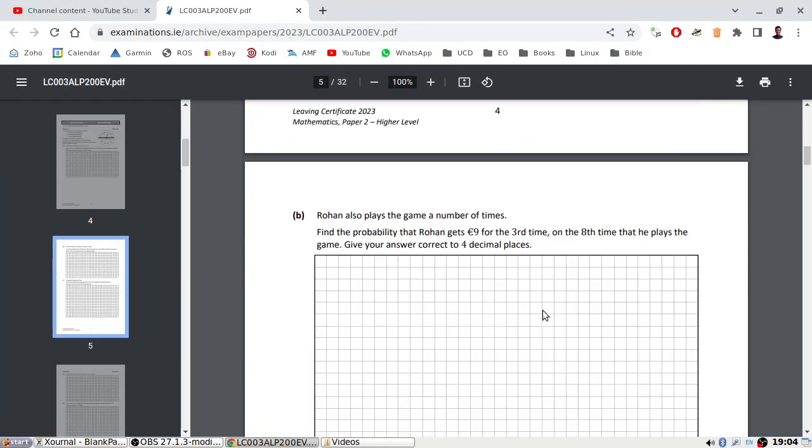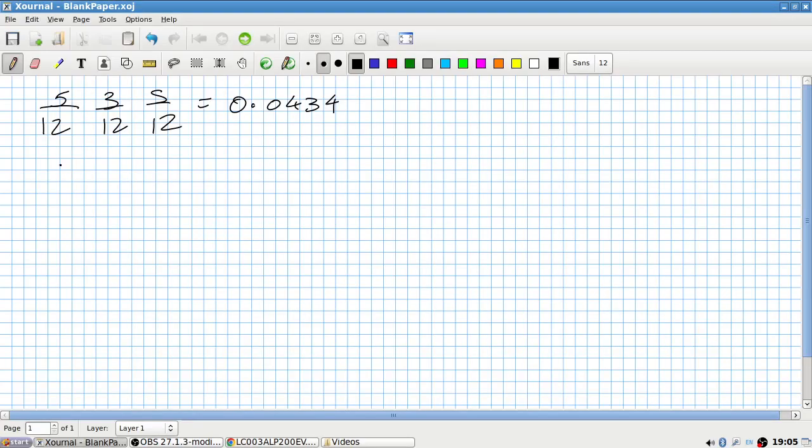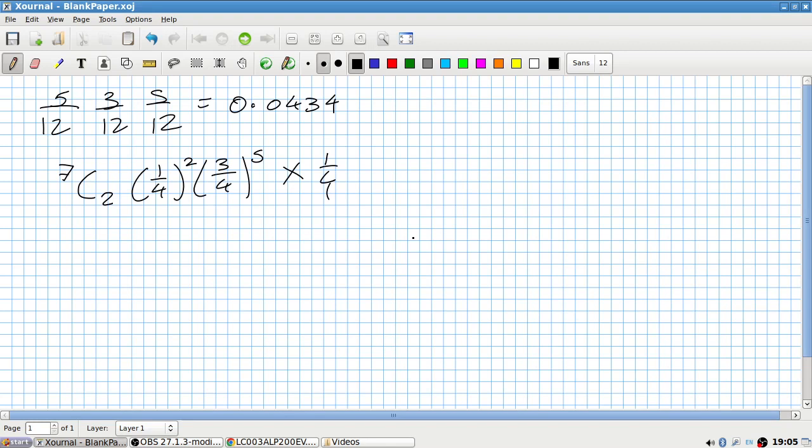And then in part two, for the first 7 attempts, he gets a 9 twice. So that's 7 choose 2, a quarter squared, 3/4 to the 5. And then on the last attempt, he gets a 9. So let's see. So that is 0.0779.